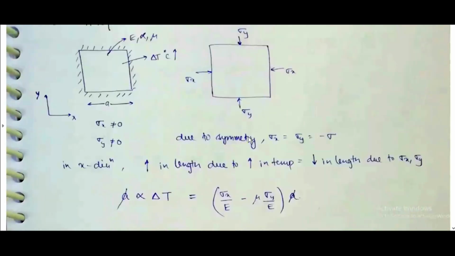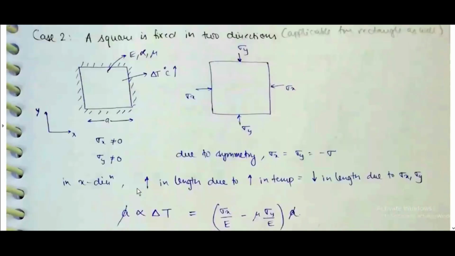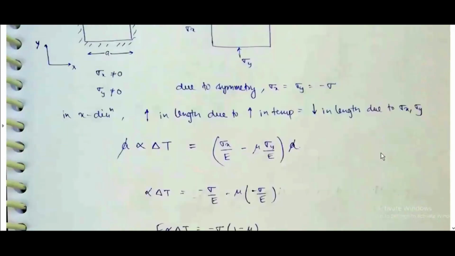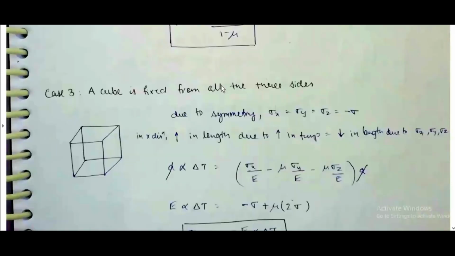Here the main concept is in the next direction, increase in length due to increase in temperature is equal to decrease in length due to sigma x and sigma y. Due to sigma x and sigma y, since the square is fixed in all directions, total deformation should be 0. By symmetry, sigma x is equal to sigma y is equal to minus sigma. From that we can solve.